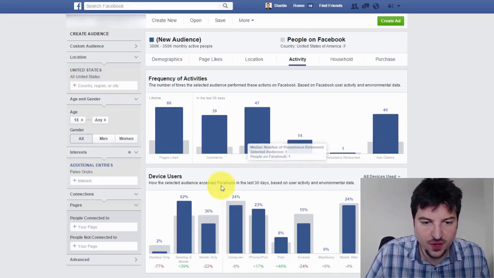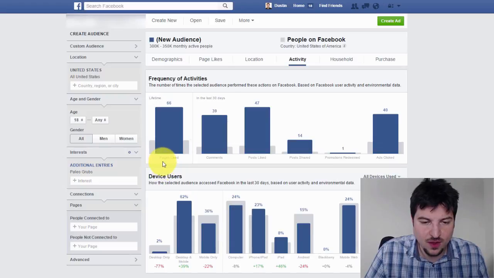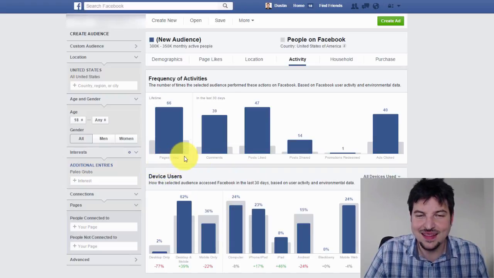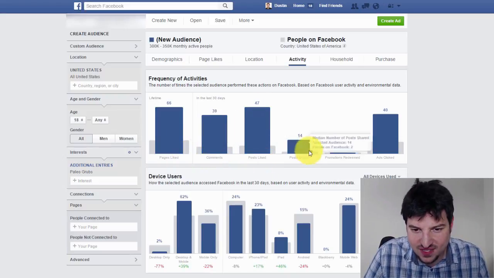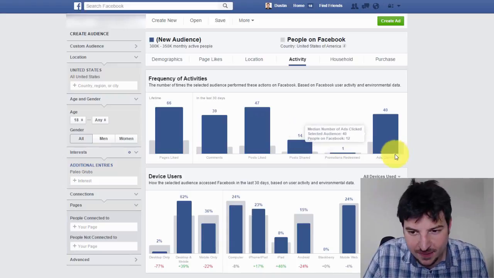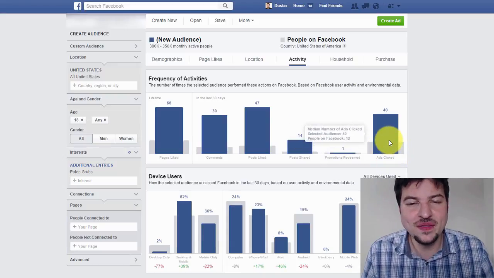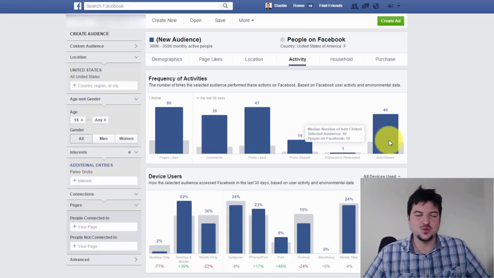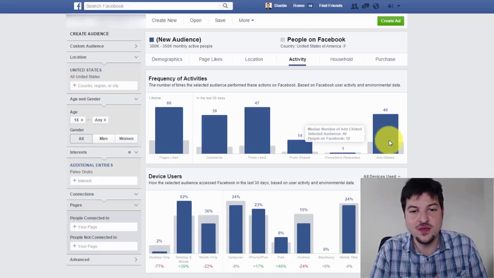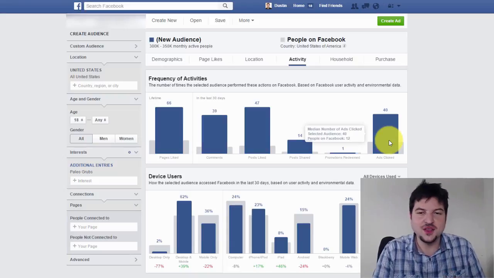Well, here's what you want to do. You can see the lifetime, the people from Paleo Grubs, they have 66 page likes. They like a lot, right? We've got comments 39, post like 47, post shared 14, ads clicked 40. So, this would be a hot niche. This would be a great niche market to dive in, test, and really have some fun with. If this is your niche, I'm telling you right now, you can have some fun with it.